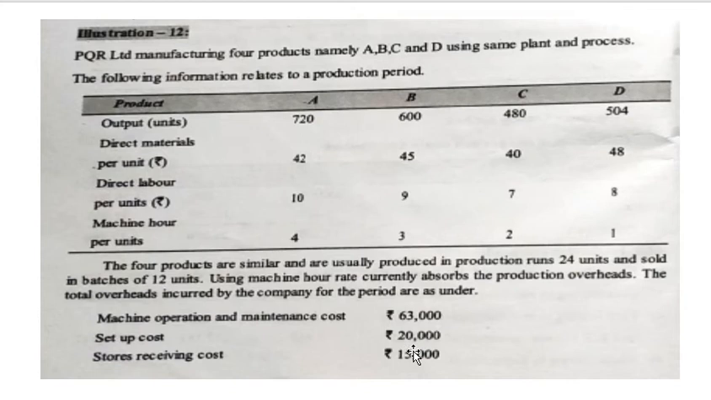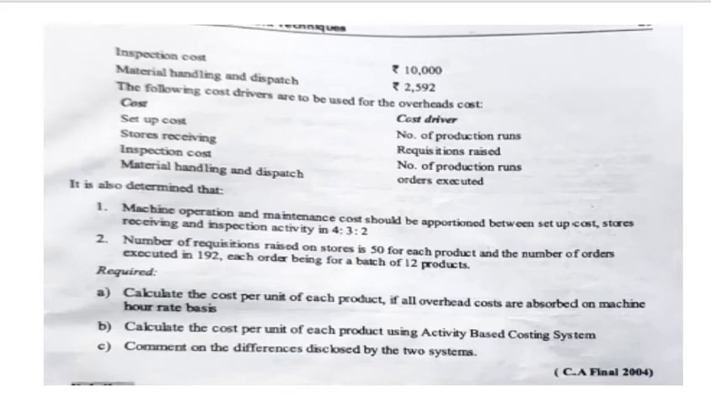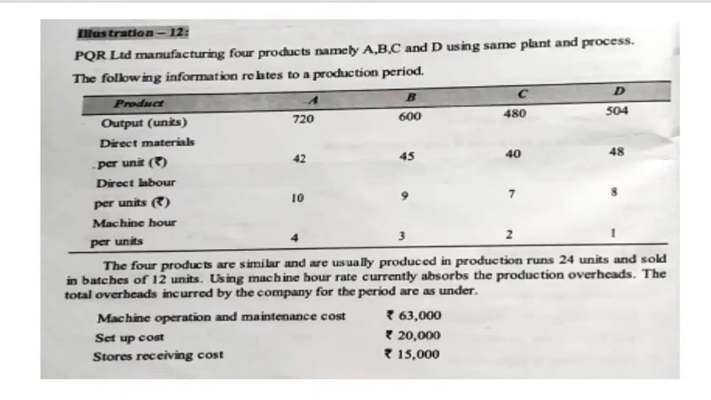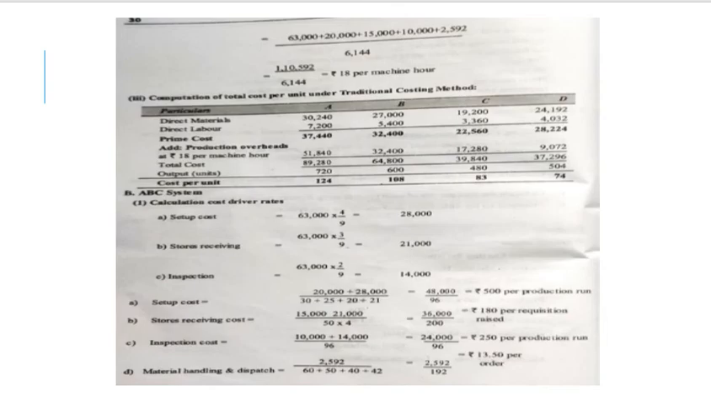So now we have here machine operation and maintenance cost, which is 63,000. This 63,000 should be added on to setup cost, stores receiving cost, and inspection cost. If anything is remaining, that will be handed over to material handling and dispatch activity. So as it is given, 4 is to 3 is to 2 is to 1 will be the ratio to distribute that machine operation and maintenance cost to all the other activities, is what is stated here. So let us do that calculation first.